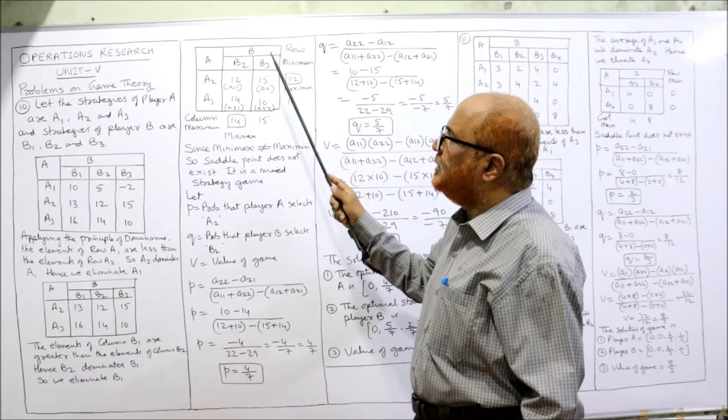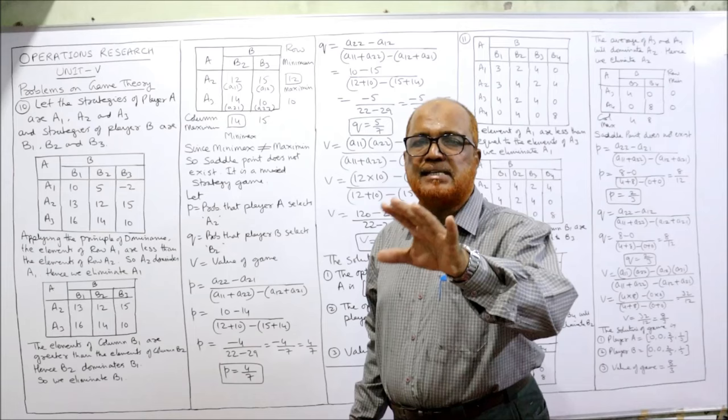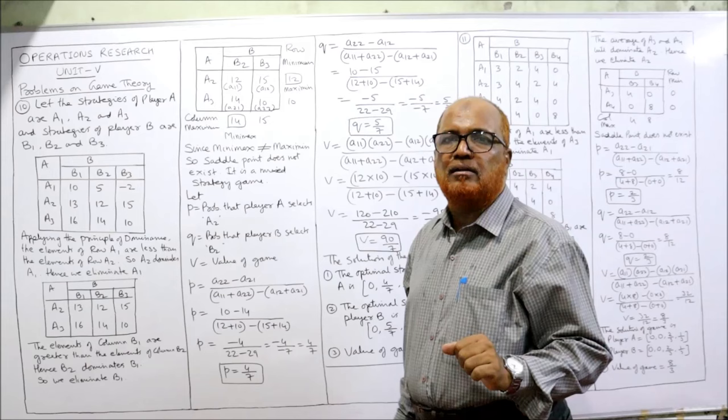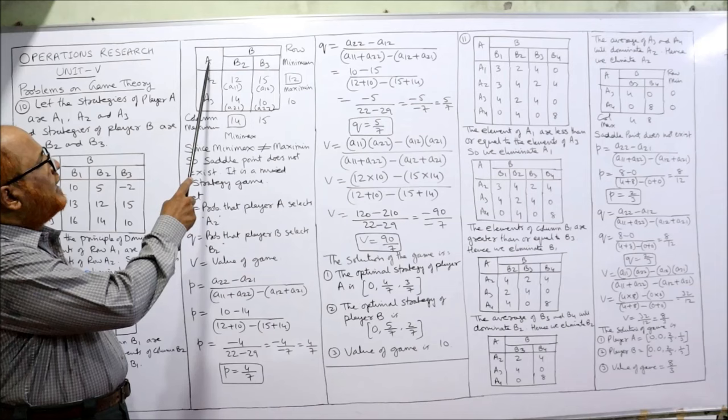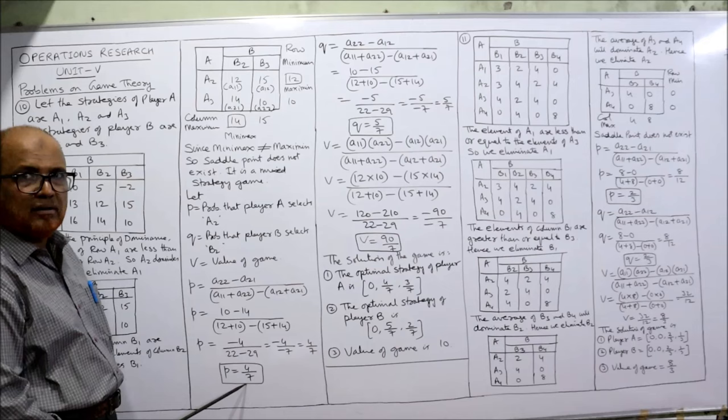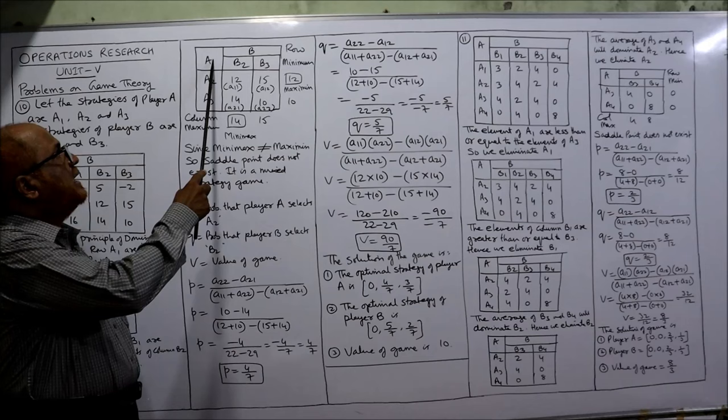So the probability that A will select A1 is zero. Player A is not selecting A1, so the probability will be zero. So here you can see the optimum strategy for player A is 0, 4/7. What is the probability that player A will select A2? That is the p-value. The p-value we got is 4/7. So 4/7 is the probability that player A will select A2.